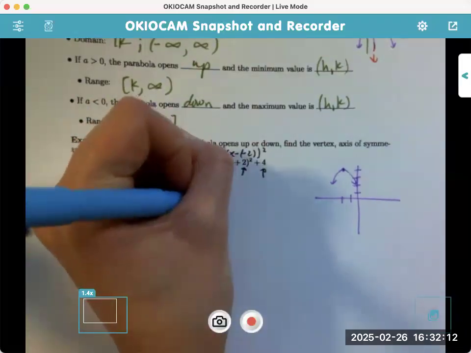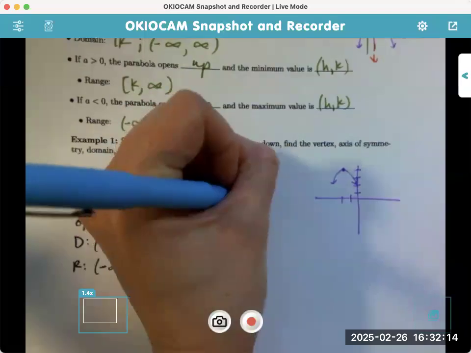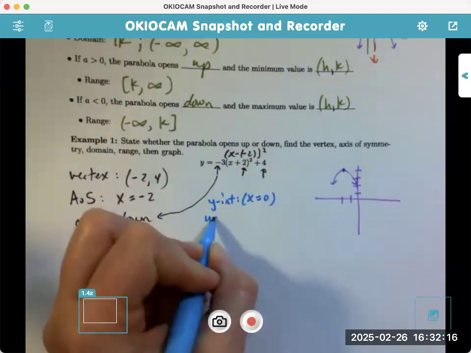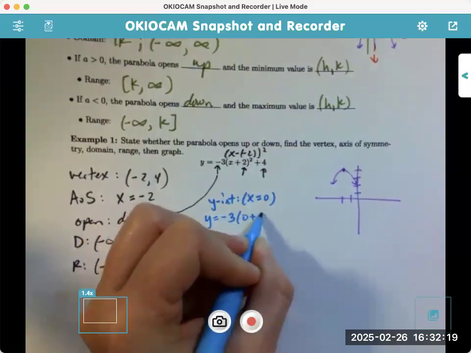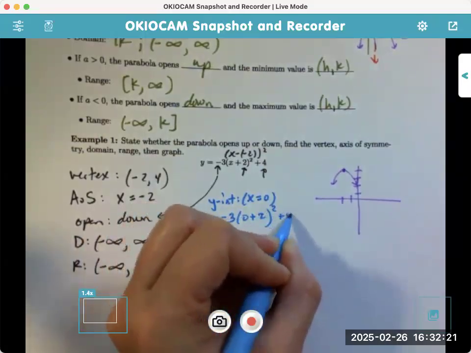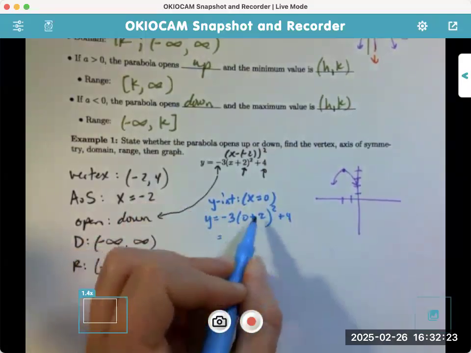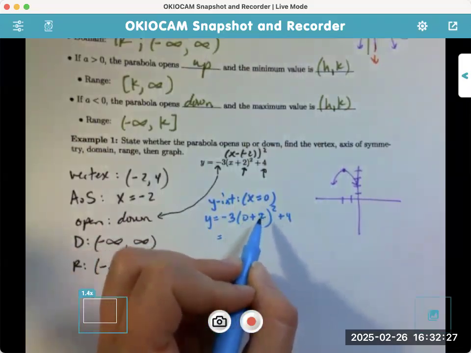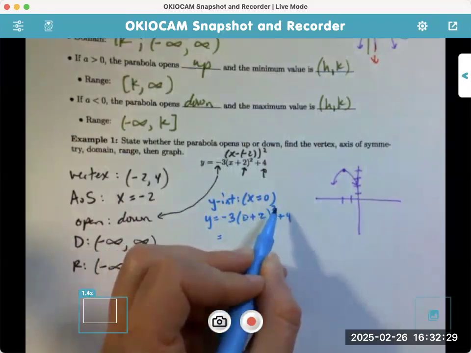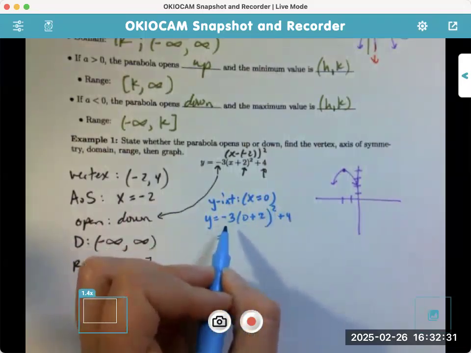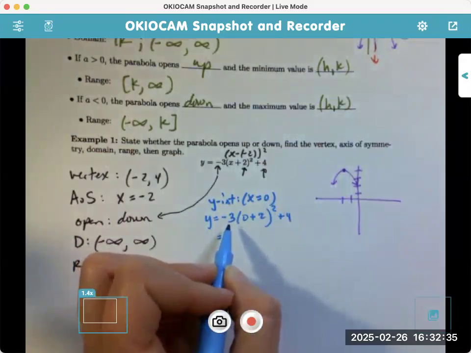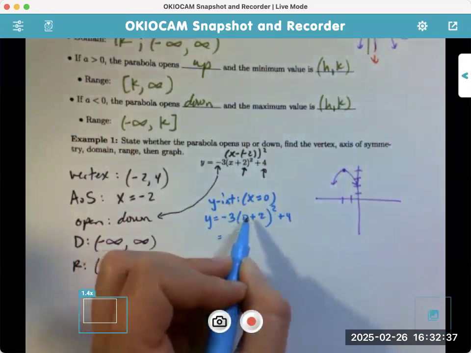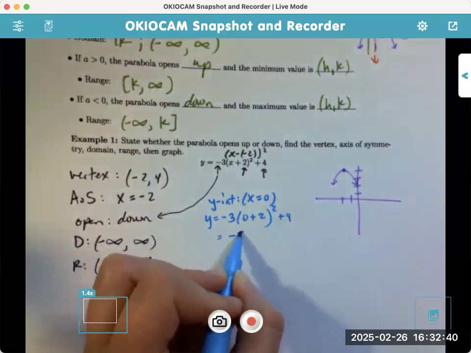If I wanted to ask you further, which I totally could, if I wanted the intercepts, like the y-intercept, remember you just make x equal to 0 and solve. So y equals -3 times 0 plus 2 squared plus 4. Y'all follow along with me. 0 plus 2 is 2. 2 squared is 4. Times -3 is -12. -12 plus 4 is -8.